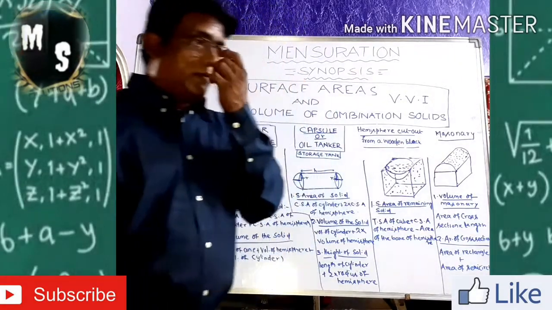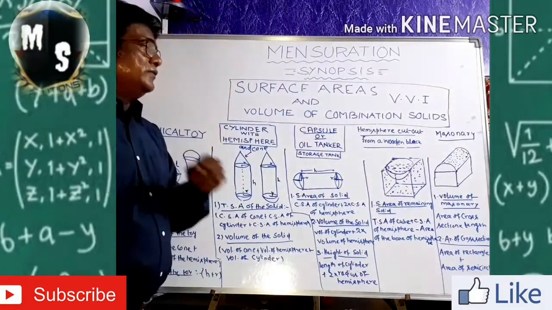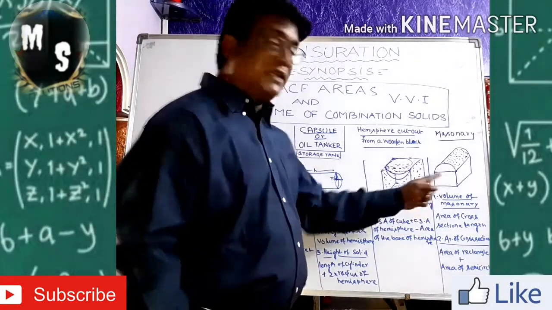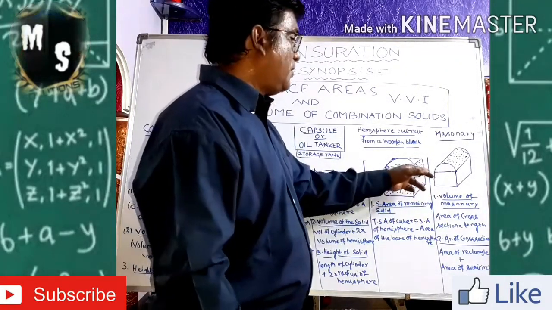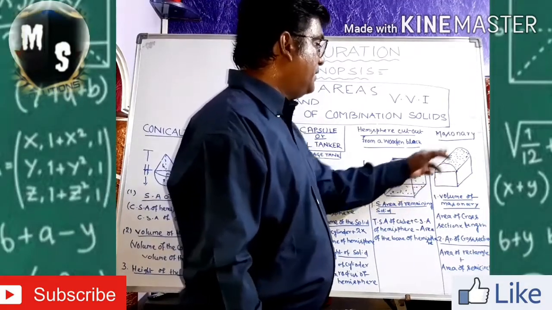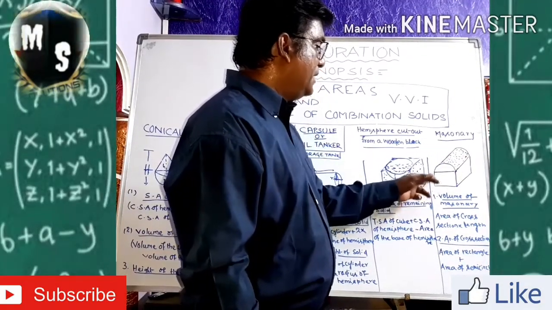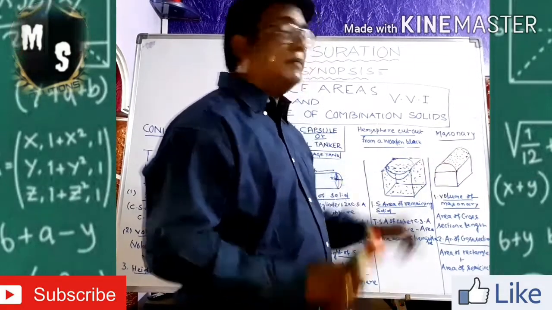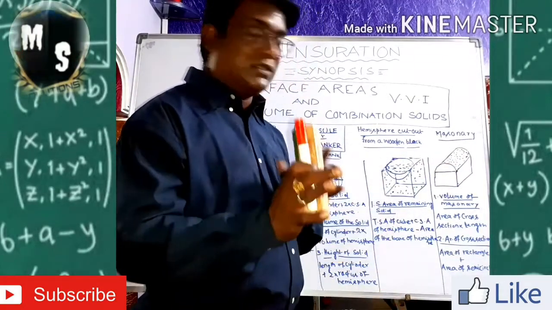Masonry, I told you, when people die, they are taken in this masonry. This masonry is a combination of what? It is a combination of a hemisphere with a cuboid. It is a cuboid with hemispheres on two sides. So that is the combination for that.